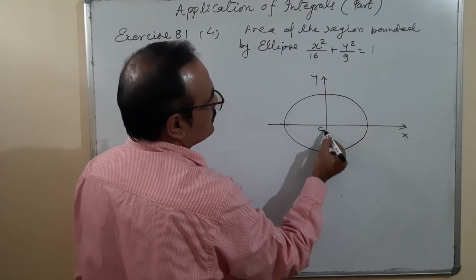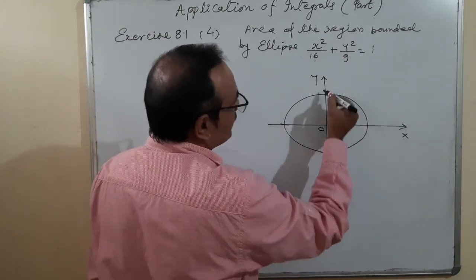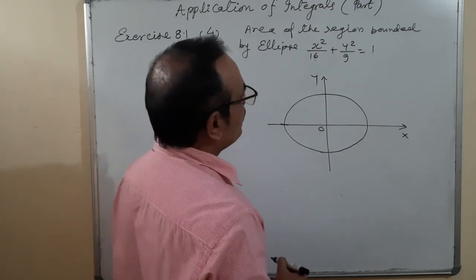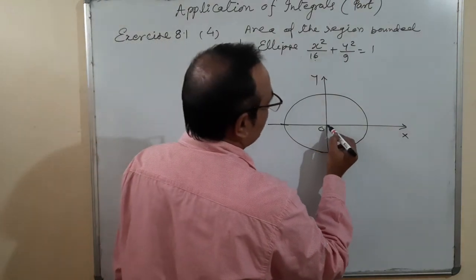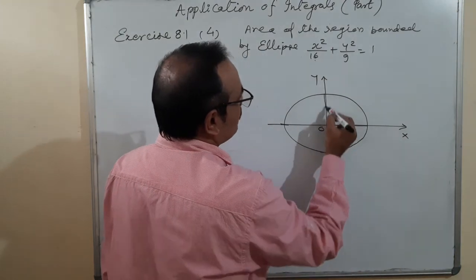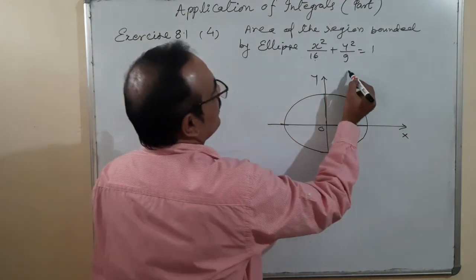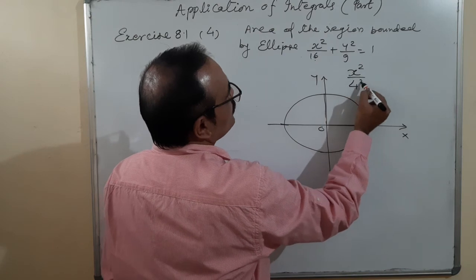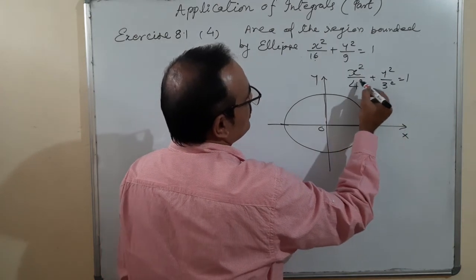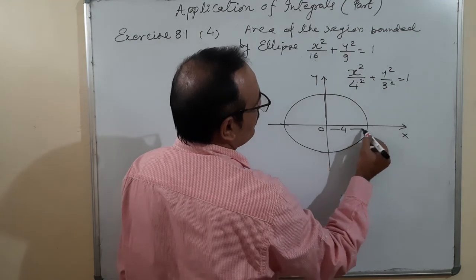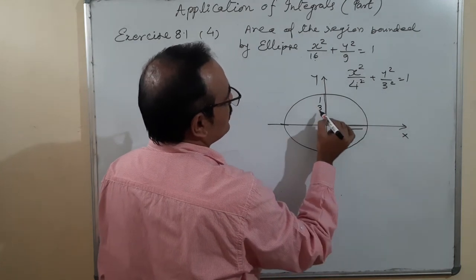Okay. 0. It is 2a, that is 2b. 2a, what does it mean? This portion is a, it is b. Okay. So may I write this equation x square upon 4 square plus y square upon 3 square is equal to 1. So that means a is equal to 4 and b is equal to 3.